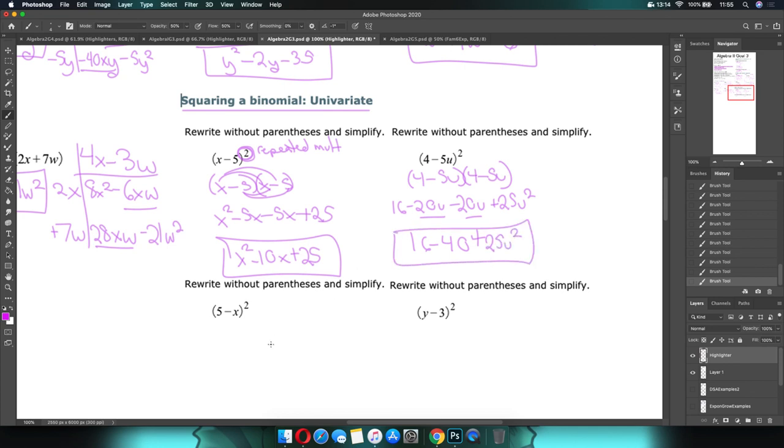So all this is doing is getting us used to the fact that when you want to multiply a binomial, they tend to hide it on you by doing a square. So I'm really going to show off now. This is 25 minus, let's see here, 10x plus x squared.